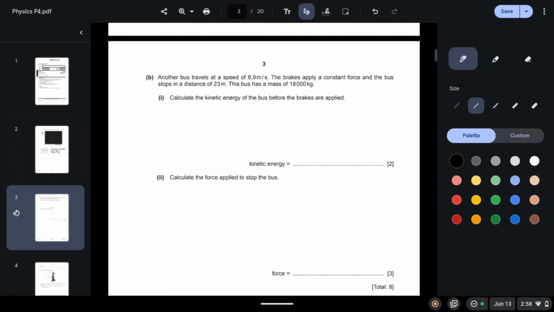Another bus travels at a speed of 8.9 meters per second. The brakes apply a constant force and the bus stops in a distance of 23 meters. This bus has a mass of 1800 kilograms. Calculate the kinetic energy of the bus before the brakes are applied. So simply we'll use the formula for kinetic energy, which is half mv square.